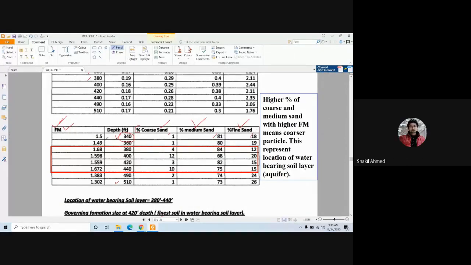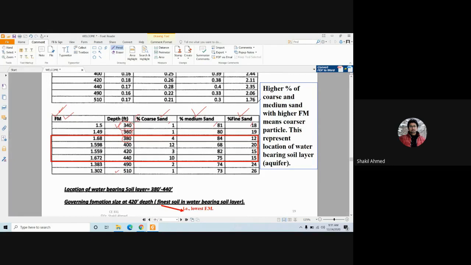Similarly, you do this for the sample at 360 feet depth, 380 feet depth, 400, and so on. Now, we have this table. Now, what do we do? Let's see. What will be the aquifer location? First of all, there are a multitude of indications. Here, how can I determine it?